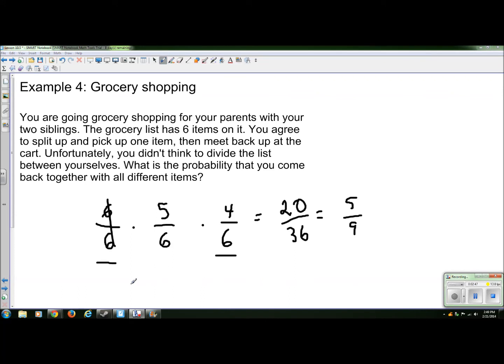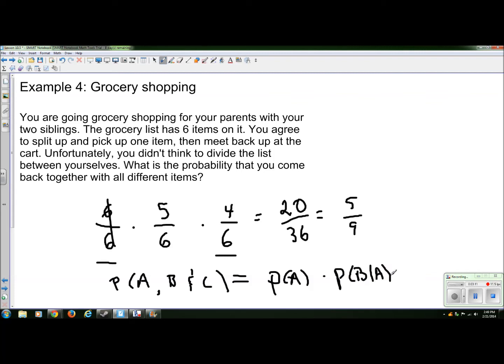In other words, I guess what we could say here is that the probability of A and B and C is equal to the probability of A times the probability of B given A times the probability of C given B and A.